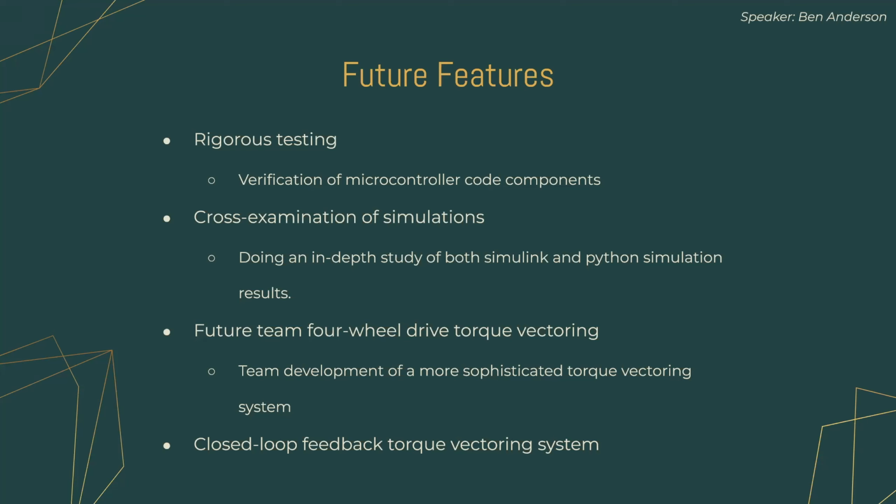A future team using four-wheel drive for torque vectoring would also be a very large project on its own, as it has to take into account the physics of the front wheels, and a rework of the simulations would be required for that. And a closed loop feedback system that changes the torque ratio based on various sensors would be an ideal system, but Viking Motorsports did not have the resources to achieve that either.